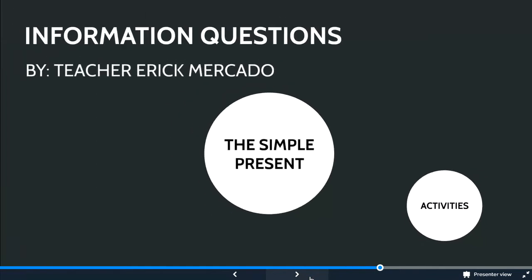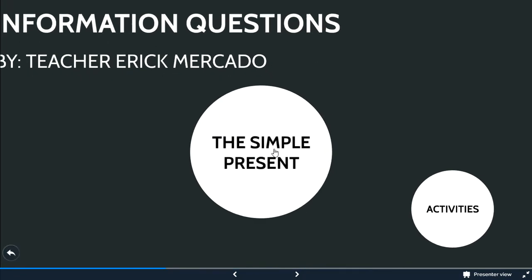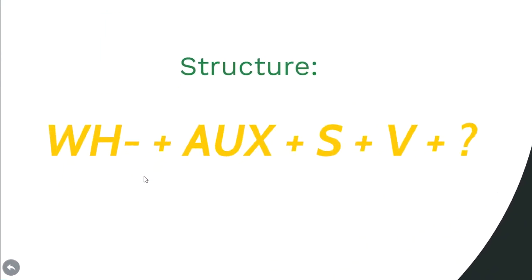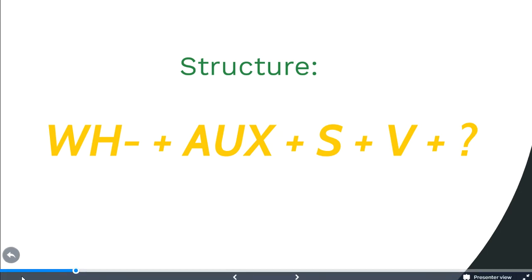This is the simple present information question. As you can see, the formula was followed in all the questions that I showed you before. In all the examples that I have created for you, the formula is strictly followed, with the only exception in the case of which, because after the word which, we are going to have an object.